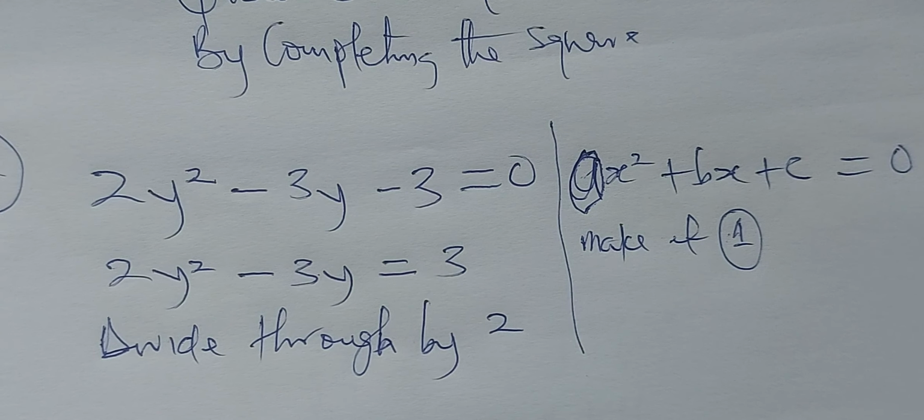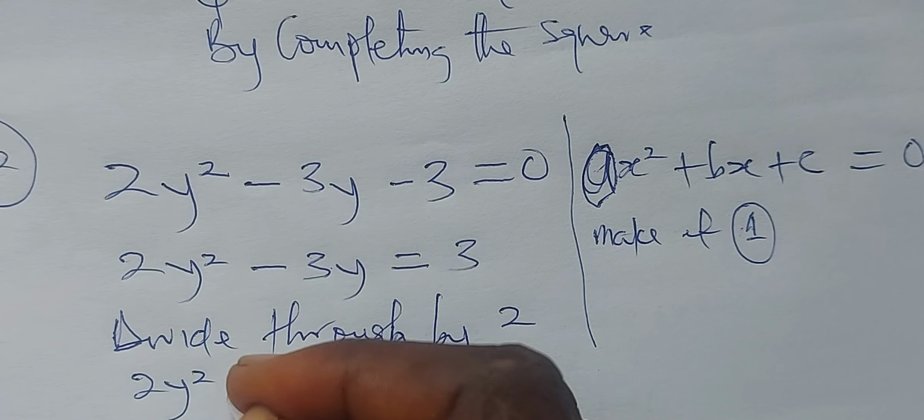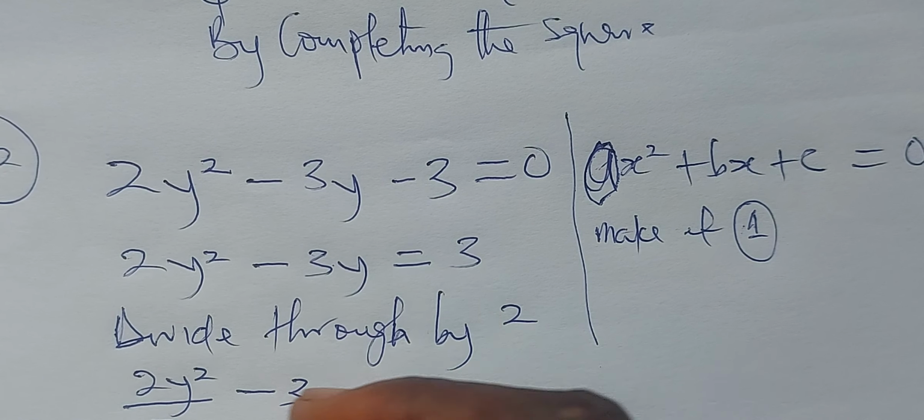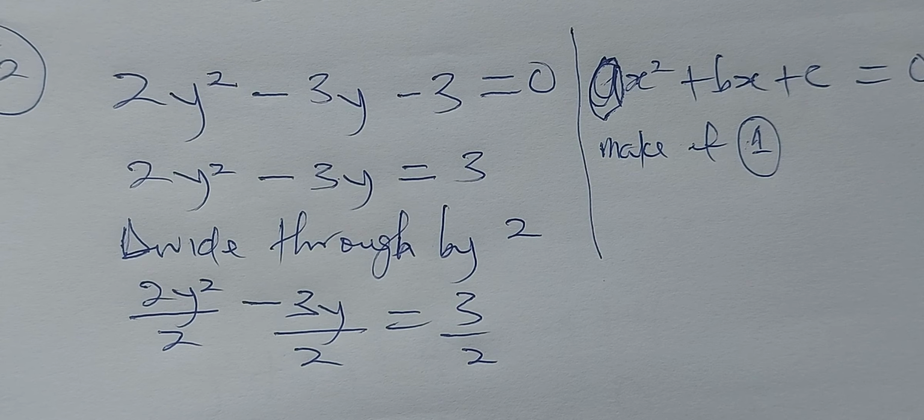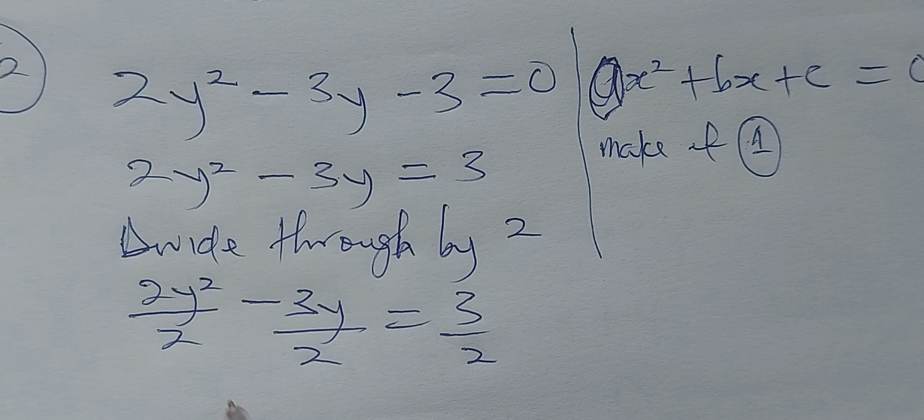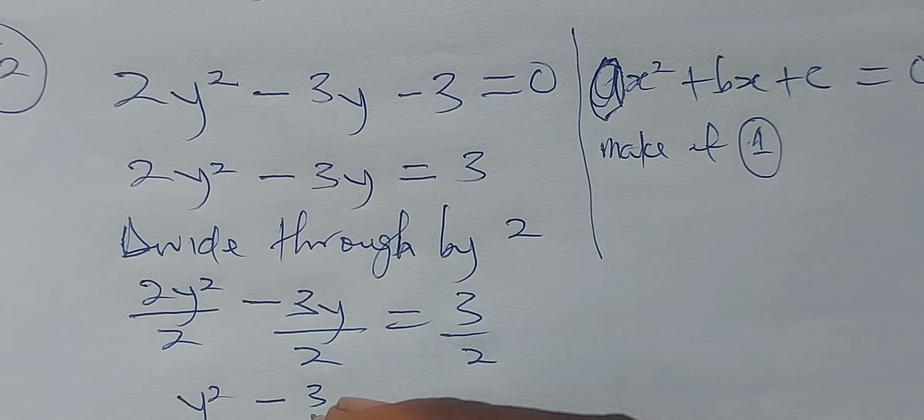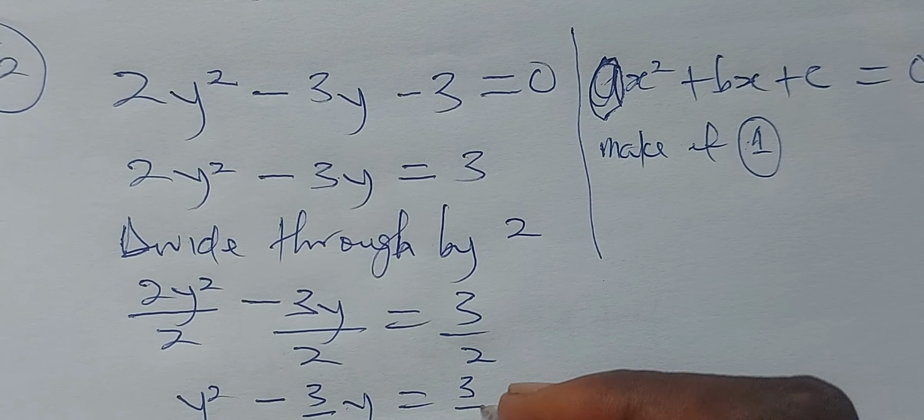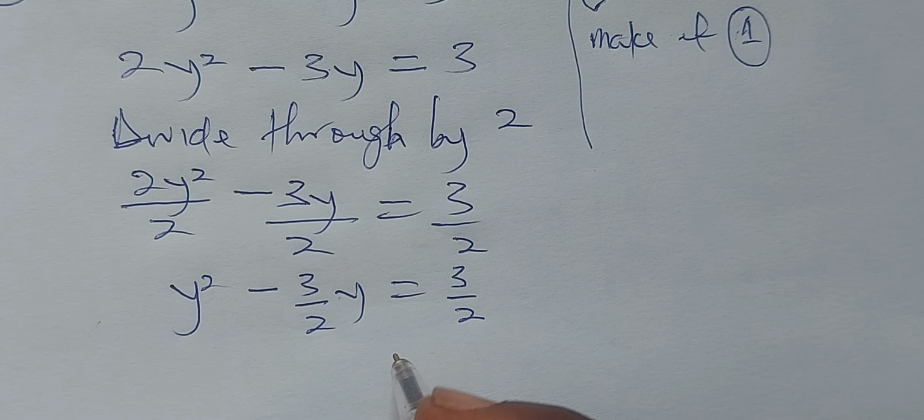Let the coefficient be 1. And so we now divide both sides, so we have 2y squared all over 2 minus 3y all over 2 equals 3 over 2. Okay? This is how we do it. And so you have your y squared minus 3 over 2y equals 3 over 2. So this is this stage.